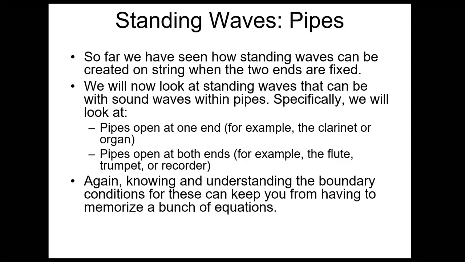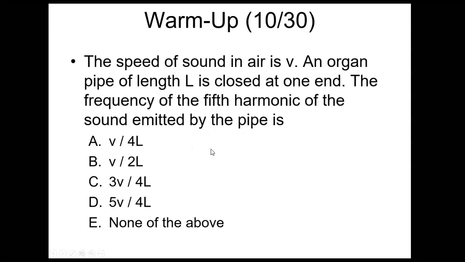One of the ends is closed off. The other type of pipe is pipes that are open at both ends, like a flute, or a trumpet, or a recorder. Again, knowing and understanding the boundary conditions can stop you from having to memorize a bunch of equations, which I guess you could just memorize if you wanted to, but understanding concepts is maybe easier to do. So let's see what these pipes look like.